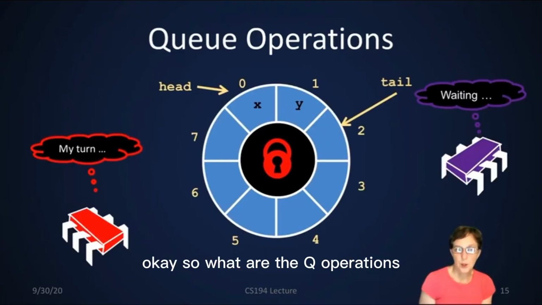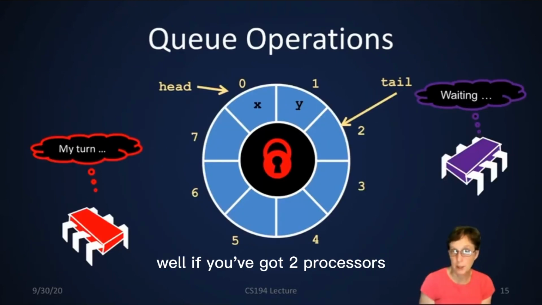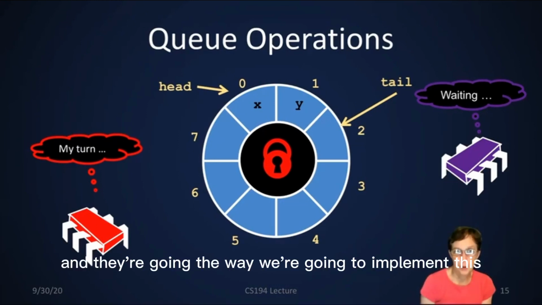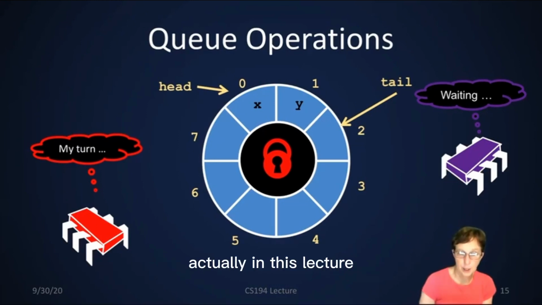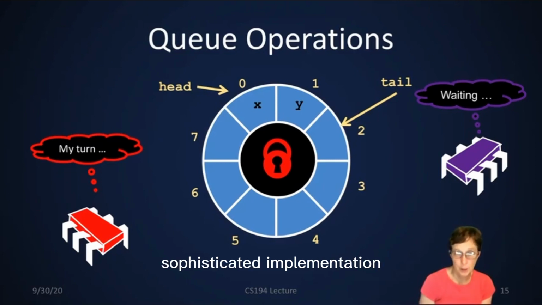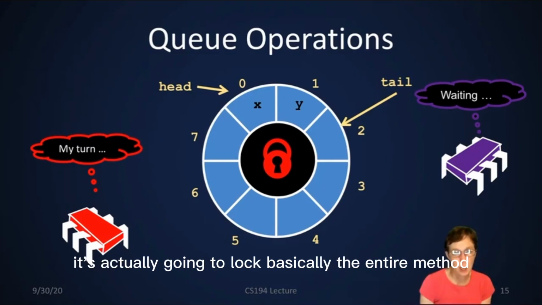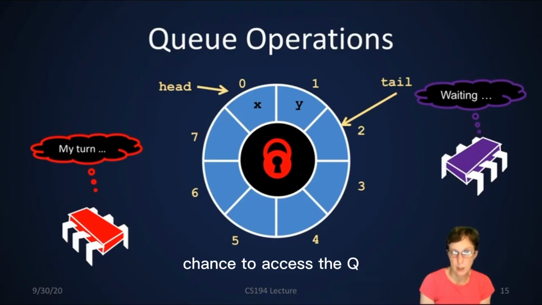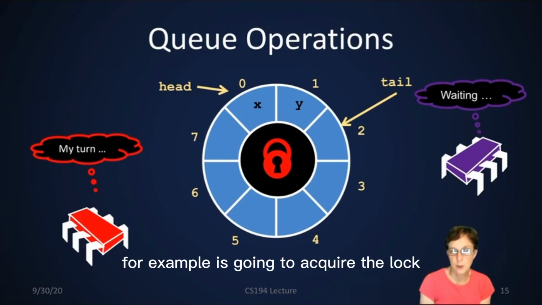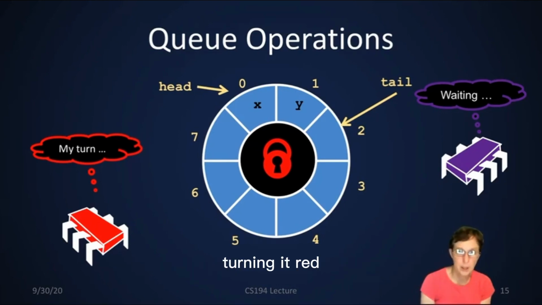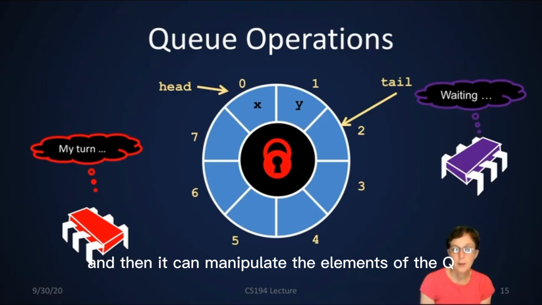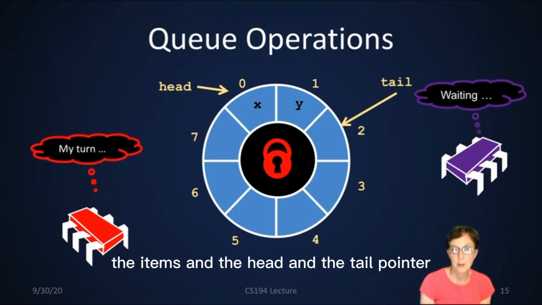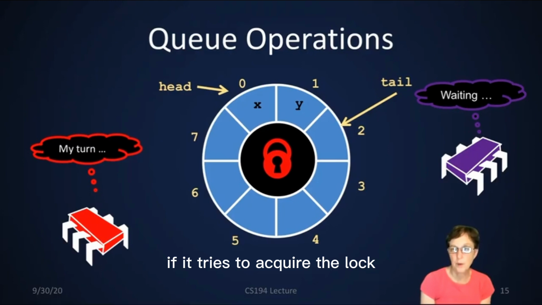Okay, so what are the queue operations? Well, if you've got 2 processors, the way we're going to implement this in this lecture, which is not going to be a very sophisticated implementation, is to lock basically the entire method. And so one processor at a time is going to have a chance to access the queue. This red processor, for example, is going to acquire the lock, turning it red, and then it can manipulate the elements of the queue, the items, and the head and the tail pointer. Whereas this one, if it tries to acquire the lock, is just going to end up waiting.